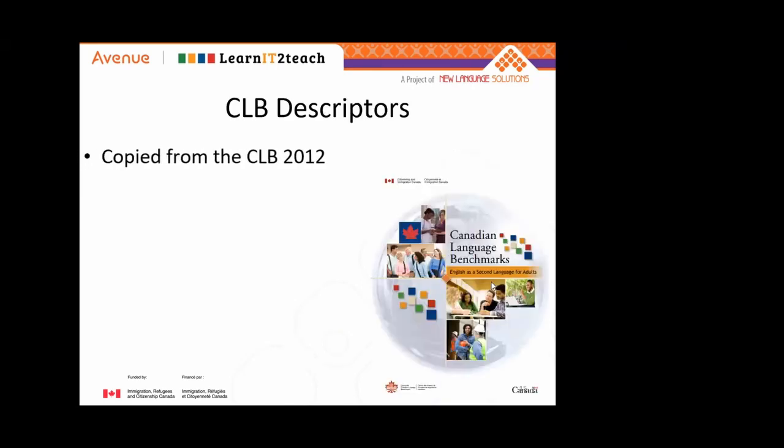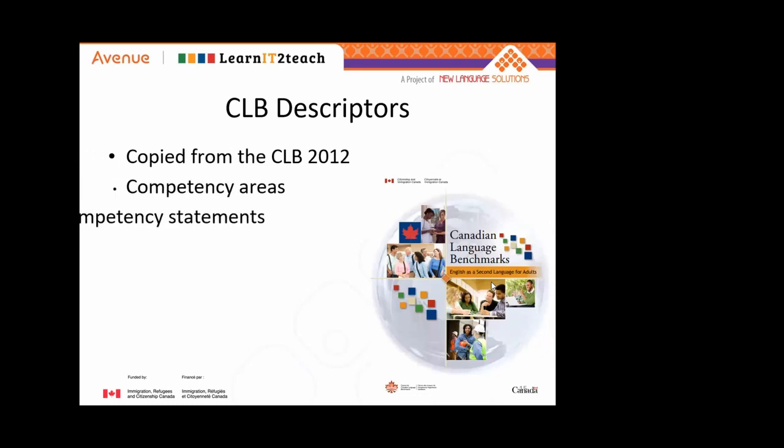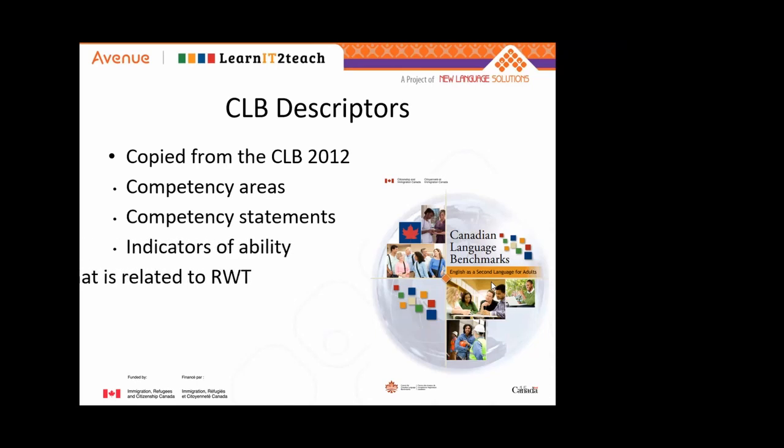Thank you, Sepideh. Moving on to the next row on the module template, are CLB descriptors. This is the point where you need to get your CLB document out and have it at the ready. These are the CLB descriptors that are specific to the task, and they are copied directly from the Canadian Language Benchmark document. These include the competency areas, competency statements, and specific indicators of ability related to the real-world task goals. It's not necessary to list every possible competency or indicator. Copy only the ones that directly relate to the task.